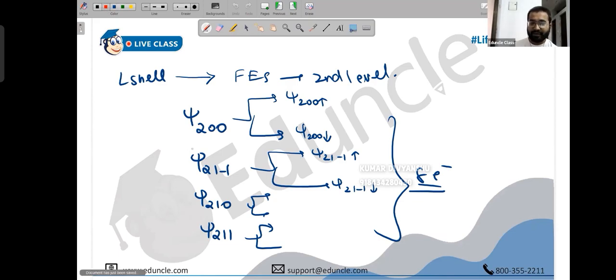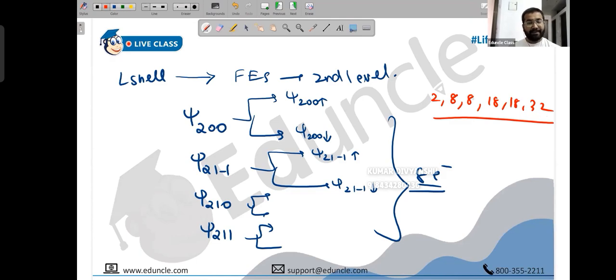Excuse me, sir. In junior classes, we were taught that we have 2, 8, 8, 18. No, that is for orbit filling, for stability. What you are talking about is 2, 8, 8, 18, 18, and 32. That is for stability. But the maximum that the K, L and M shells can occupy is only 2, 8, 18. The maximum M shell can occupy is only 18, but for stability this can go beyond.